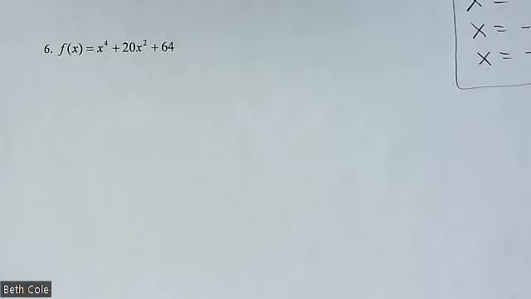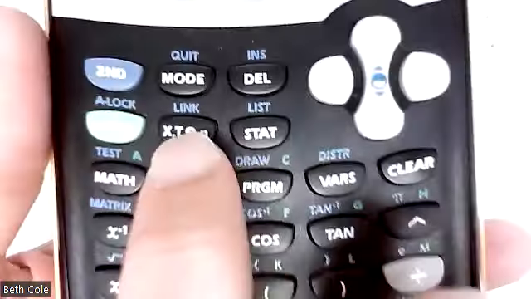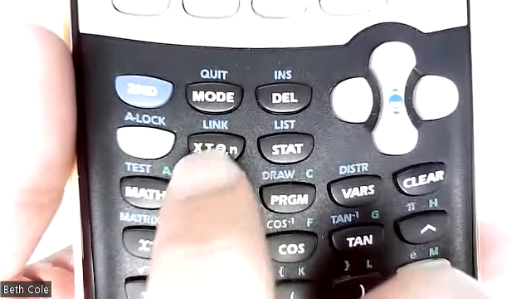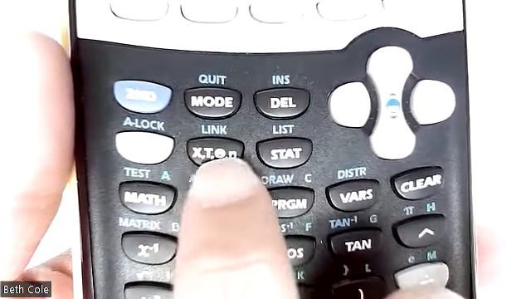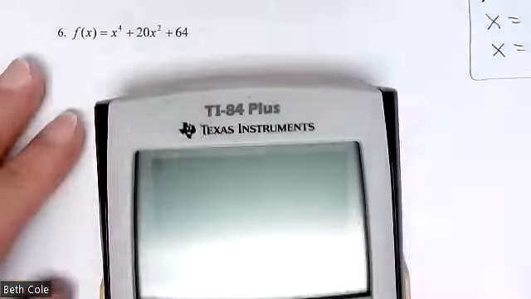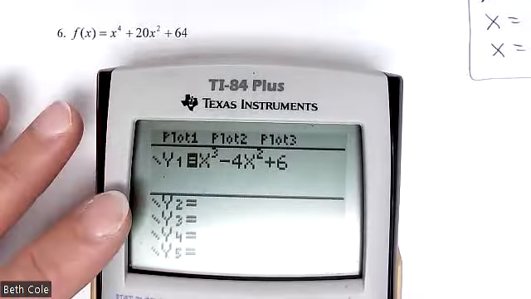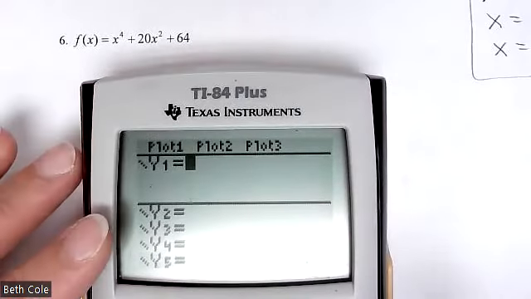So last time, and later on this block, I'm going to have you all come up here and get a calculator so you can practice playing around and typing them in. This is your X button, this variable key right here. It says link above it, but it says X, T, theta, and that's what you hit to get X. I'm going to go to Y equals. I'm going to clear out that. And I'm just going to type in this function.